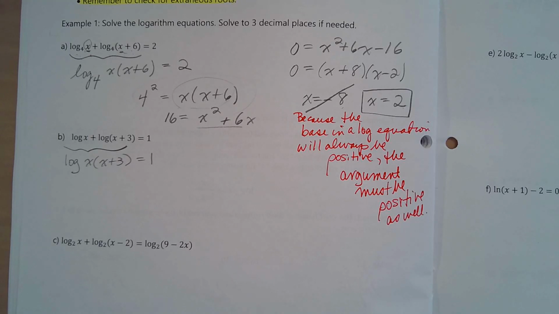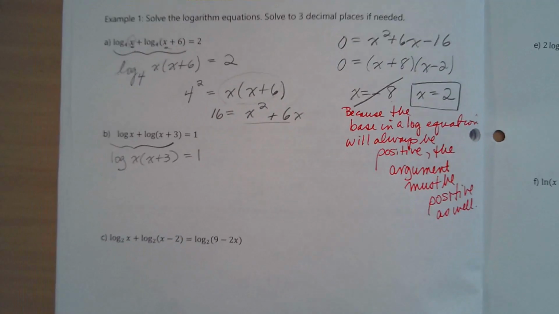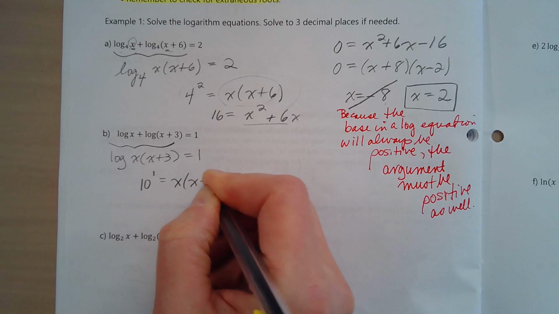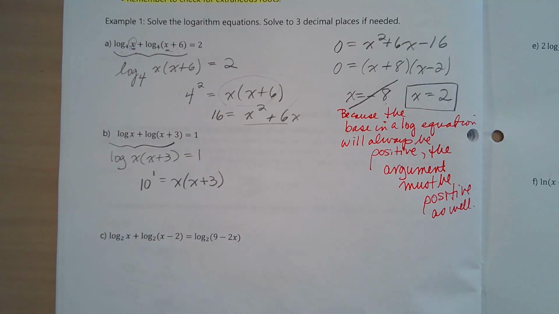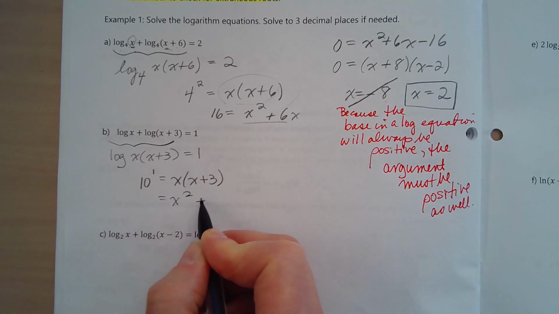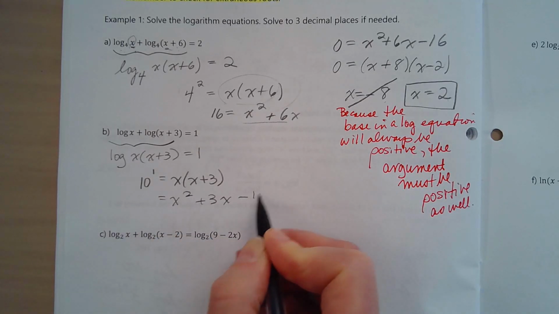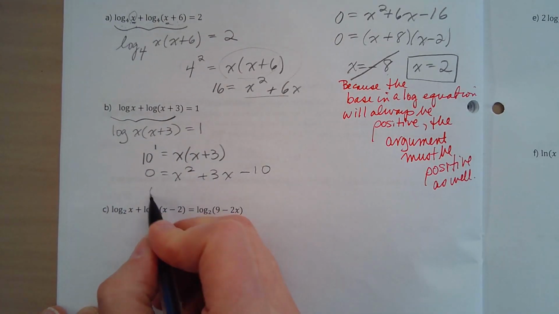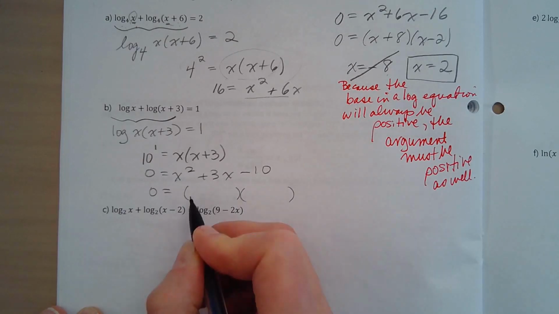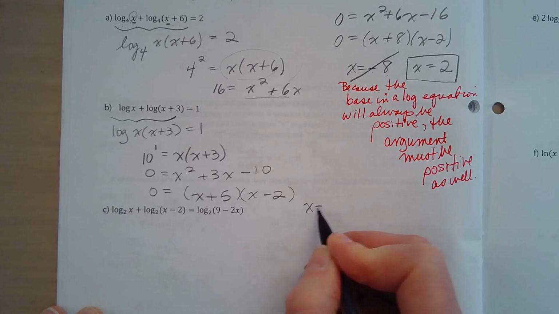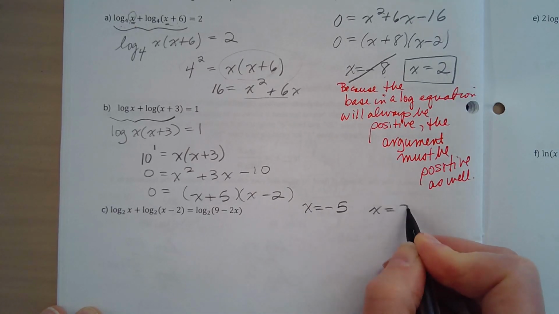What's the exponential form of example 2? What's the base? 10 to the power 1 equals x plus 3. You can see there's a pattern developing, right? We get another quadratic. So if I push everything over, I get x squared plus 3x minus 10. And I think this one factors again, right? 5 and 2: plus 5, minus 2. So I get a negative 5 and a positive 2.